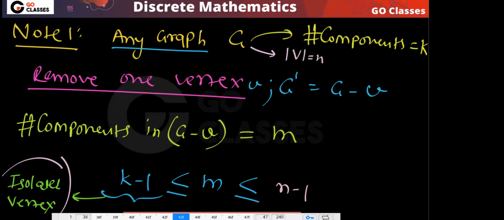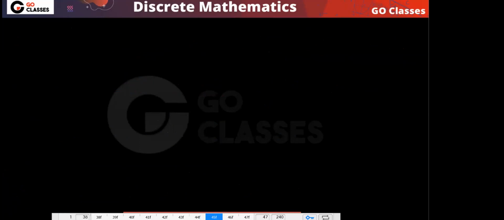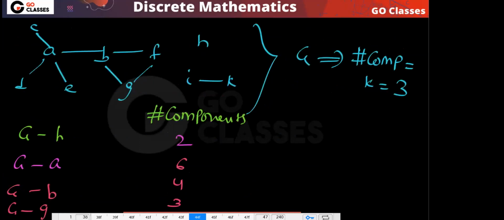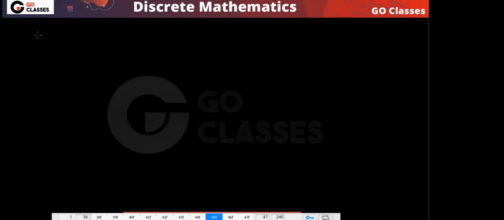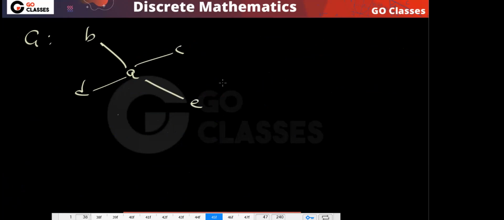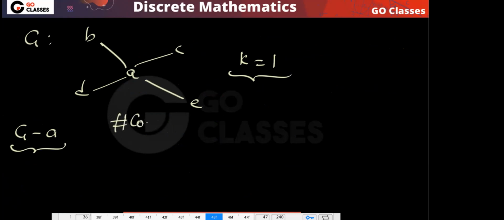So you can notice, for example, consider this graph G with vertices A, B, C, D, E. In this graph G, the number of components is equal to 1. If I remove this vertex A, what will be the number of components? That will become 4. If I remove B, the number of components will still remain 1.